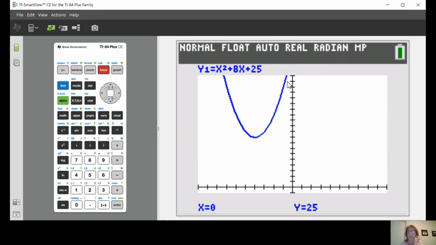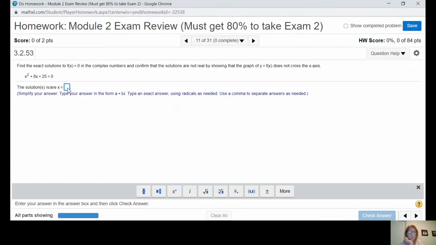Okay, so that would help us to answer that question number 11, the actual x-intercepts. So let me go back to the problem. It probably wants us to enter something in. All right, so the solutions are: type it in the form a plus bi, use radicals, use a comma to separate. All right, so our first one was -4 plus 3i. So let's do -4 plus 3i, and then -4 minus 3i.